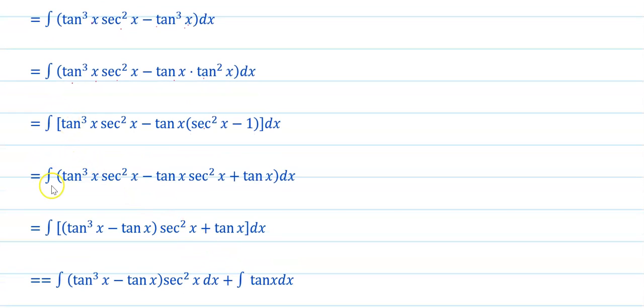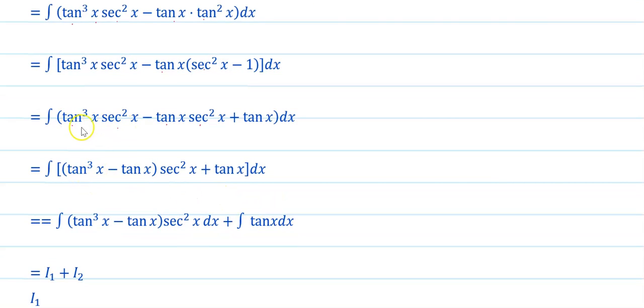Okay. Now see this here. That is integral tan x into sec square x, minus, on multiplication, minus tan x into sec square x minus tan x minus 1, that will be plus tan x into dx. Now we can take sec square x common from these two terms. If we take sec square common, then in bracket you will get tan cube x minus tan x, bracket complete, into sec square x. And the last term is tan x as it is.